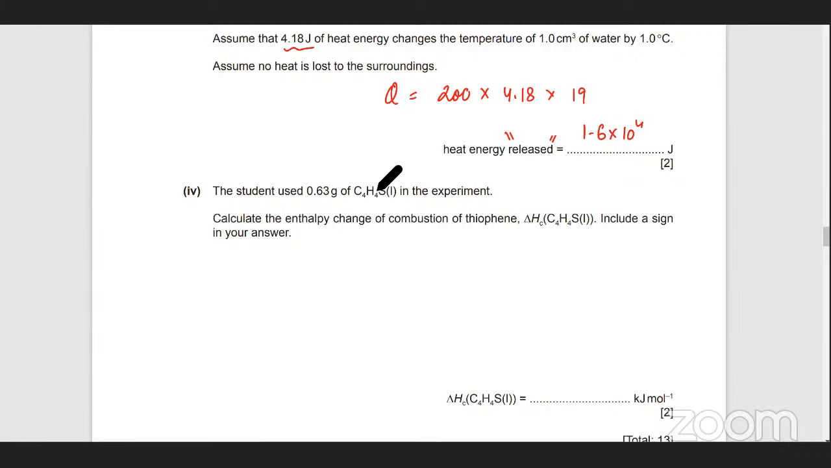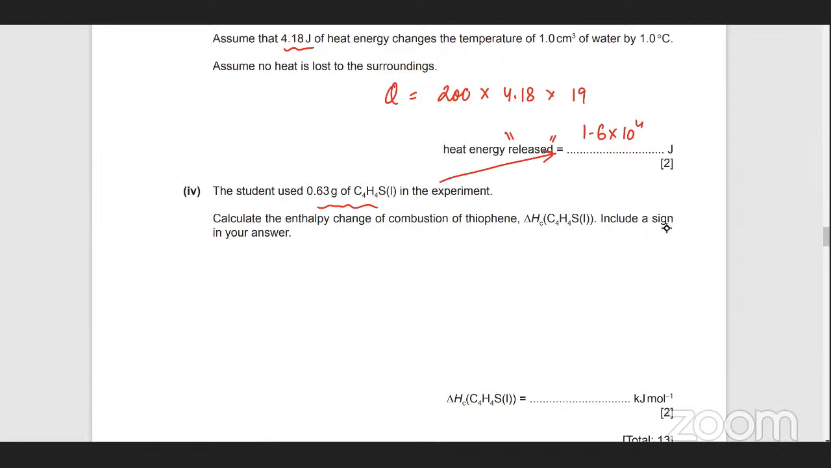Now the student uses 0.63 grams in the experiment. Calculate the enthalpy change for the combustion of this. Include a sign in your answer. अब वो कह रहे हैं साइन भी लिखो, ठीक है. तो वो ये कह रहे हैं कि ये जो ऊपर वाला रिएक्शन नहीं था, ये वाला जिसके अंदर इतनी हीट एनर्जी रिलीज भी है, तो उसके अंदर 0.63 grams.